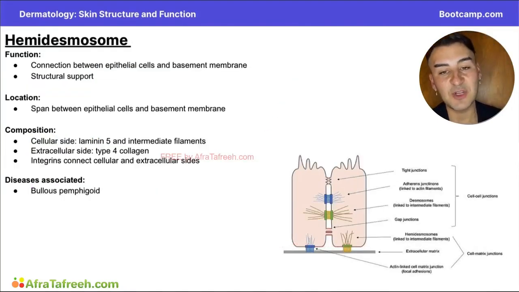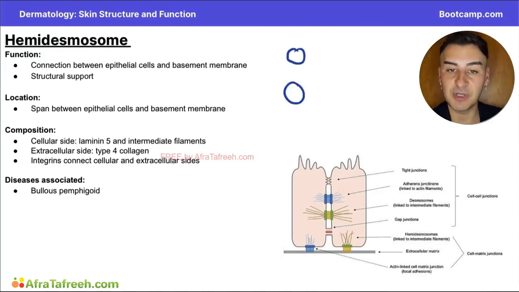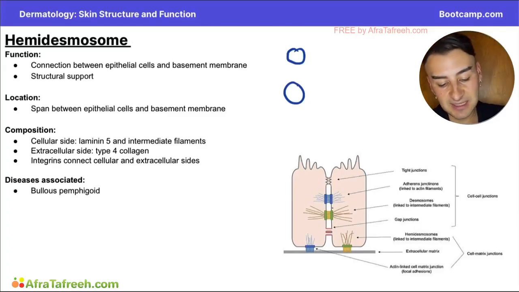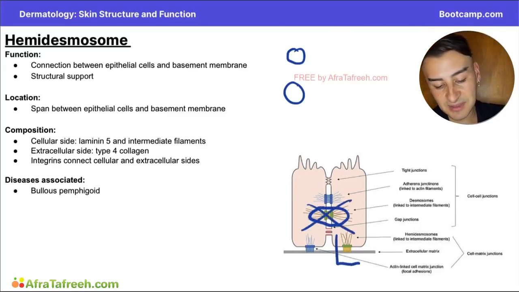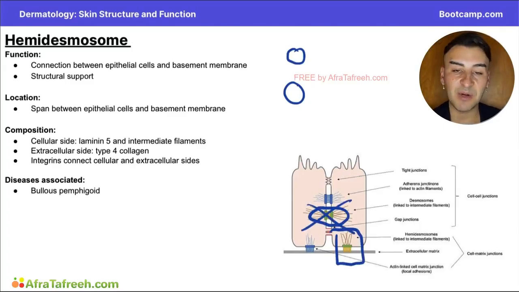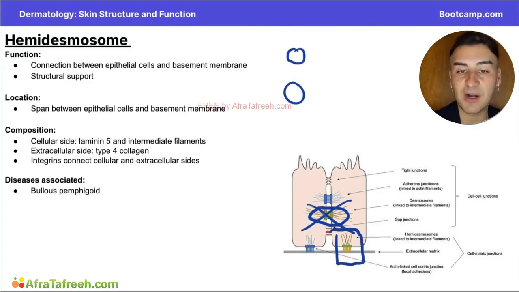Now, hemidesmosomes are like half of a desmosome, so we still have our buttons, really strong, connected to intermediate filaments, but now, instead of connecting two adjacent epithelial cells, we are connecting an epithelial cell to the basement membrane. So, the support function is still the same, it's just a matter of location.